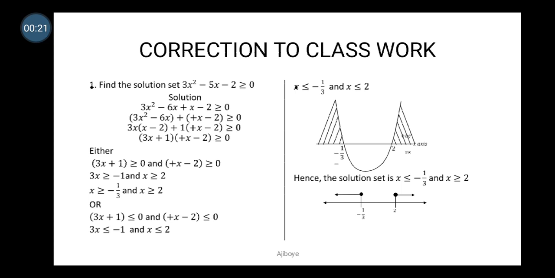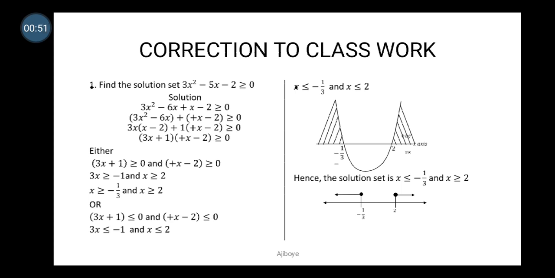Okay, so here we have: find the solution set 3x squared minus 5x minus 2 greater than or equal to 0. So, solution. As you know, the first thing would be to find the factors of the quadratic expression. You factorize it, all right? So in doing that, we have 3x squared minus 6x plus x minus 2 greater than or equal to 0.